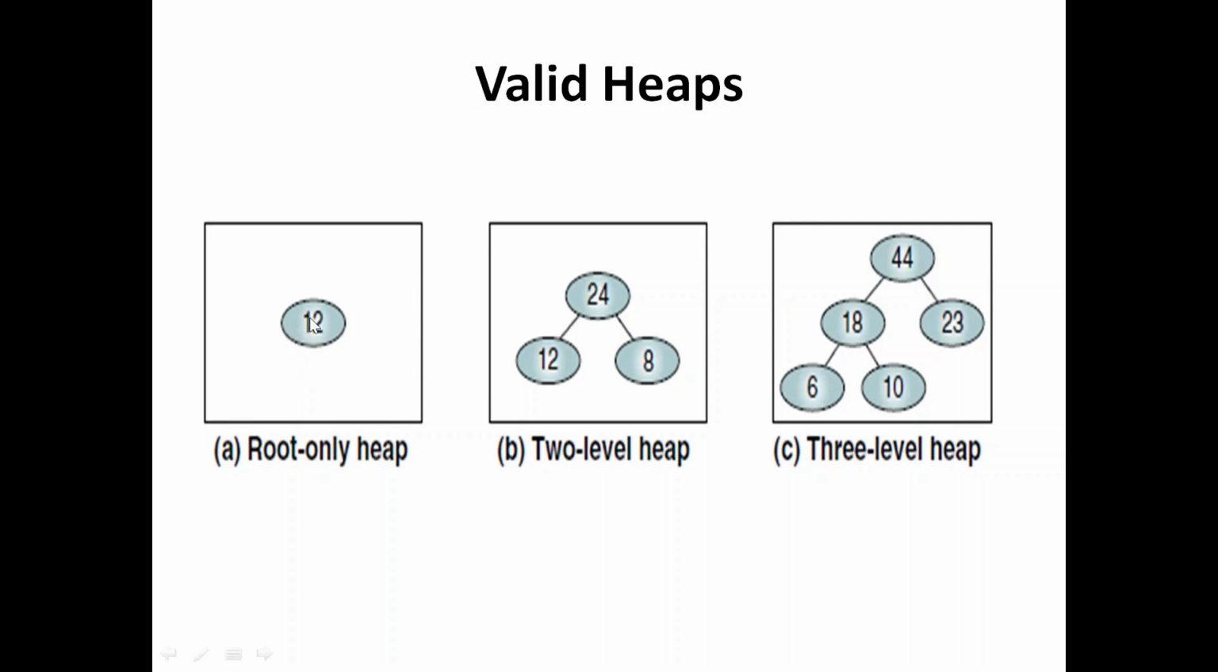So when you have a single node, it's obviously a valid heap. And when you have a tree like this, you have to check whether the parent is greater than or equal to both its children. And since it meets this condition, we can say that this is a heap tree. Similarly, here also in all the levels, the parent is greater than both its children. So it's a valid heap tree.